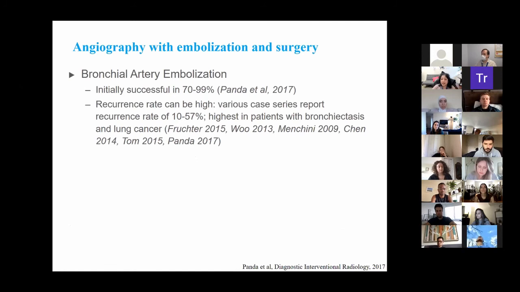The mainstay that we consider is bronchial artery embolization. This is obviously done by interventional radiology. It's only done for those 90% of cases that are in the bronchial arteries. They don't embolize the pulmonary arteries. So it's been reported as initially successful in a pretty high number, up to 99%. These are all case series.